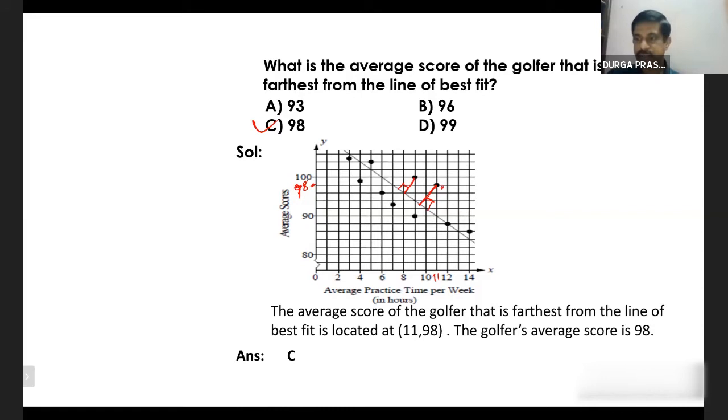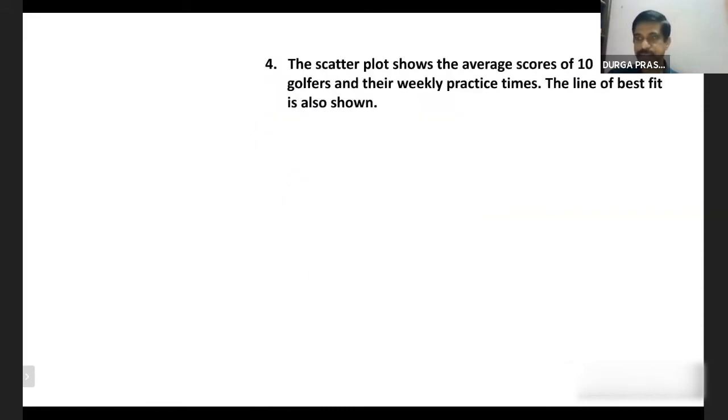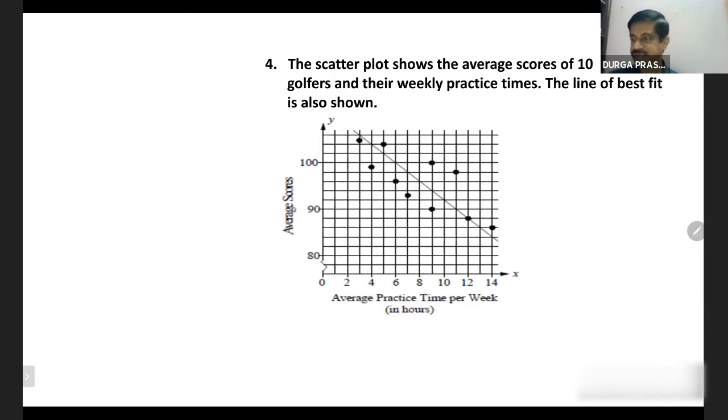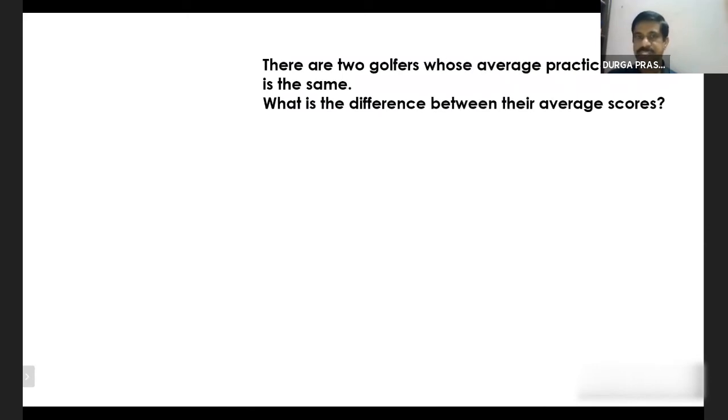Okay, so let us go to the next question. The scatter plot shows the average scores of 10 golfers. Of course, it should be the same graph. See, it's the same graph. Now let us see what the question is. There are 2 golfers whose average practice time is the same. What is the difference between their average scores?